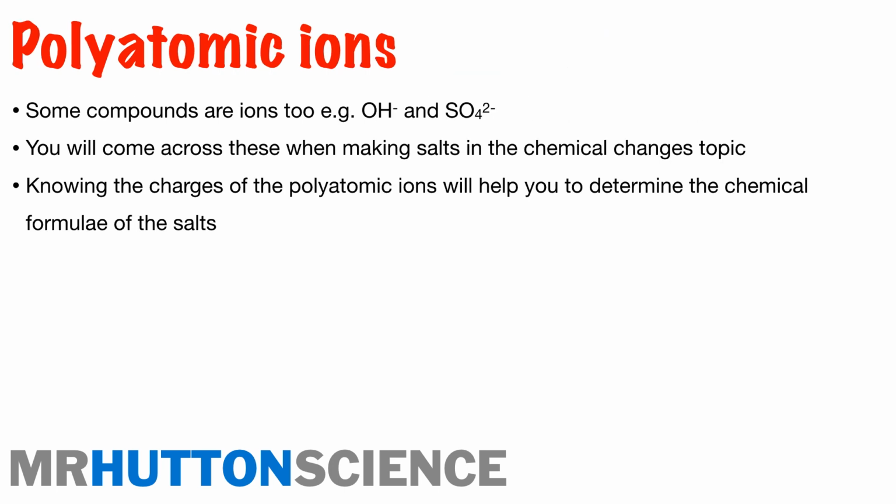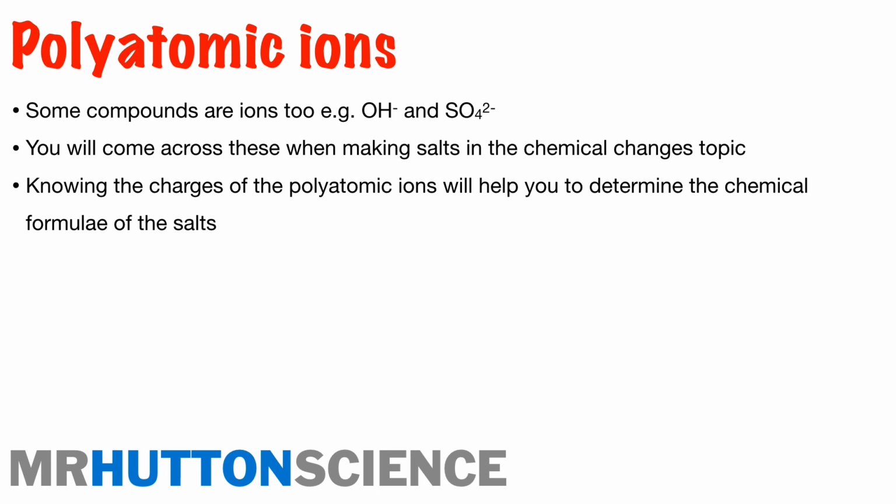Right, as I mentioned at the very beginning, there are some polyatomic ions. So compounds can be ions too. So OH-, which you'll have come across doing acids and alkalis. And SO4 2- is another example, a sulfate ion. Particularly in the chemical changes topic, or when you're looking at making salts and electrolysis, these will come up a lot. So you need to know the charges of polyatomic ions, and it will help you to determine the formulae of the salts.